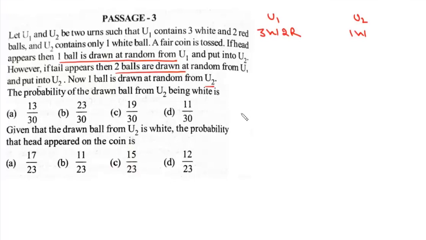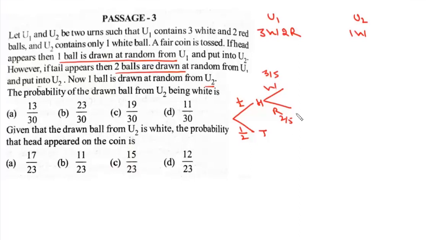Now what we'll do is, first we'll toss a coin and it will result in either heads or tail. So probability of getting a head is 1 by 2 and probability of getting a tail is 1 by 2. Now if it is head, then 1 ball is drawn at random from U1 and put into U2. So this 1 ball could be either white or red. Now probability of getting a white ball is 3 by 5 and red ball is 2 by 5.